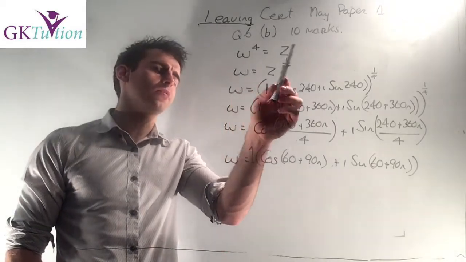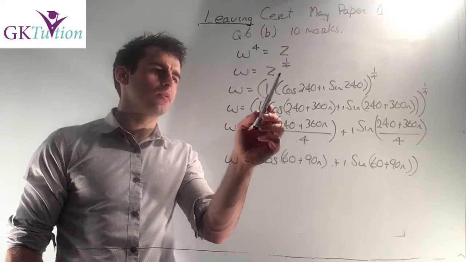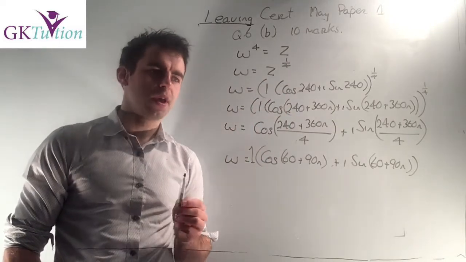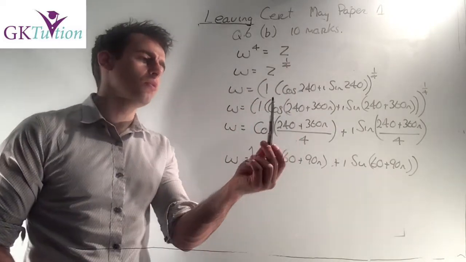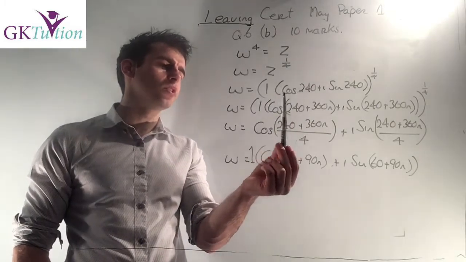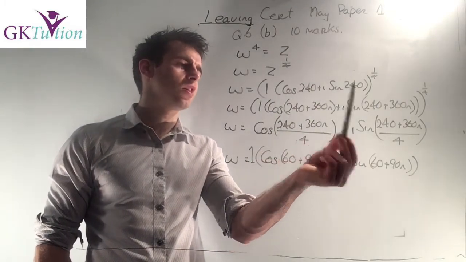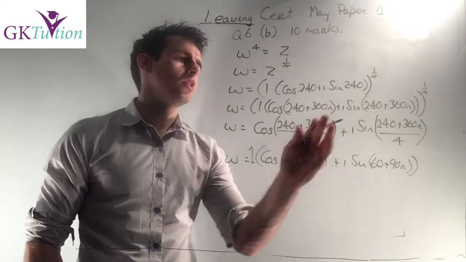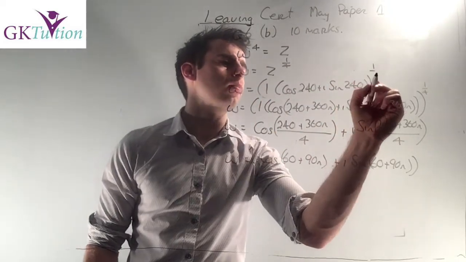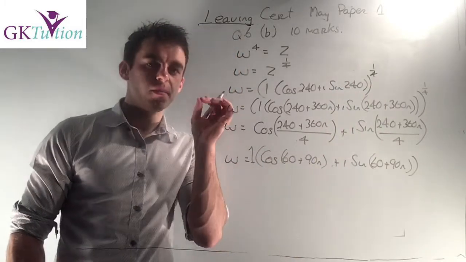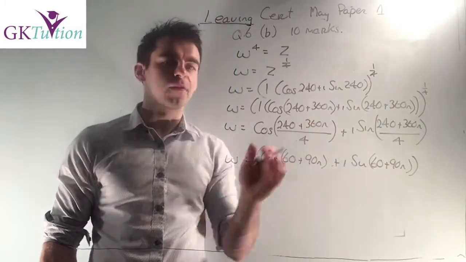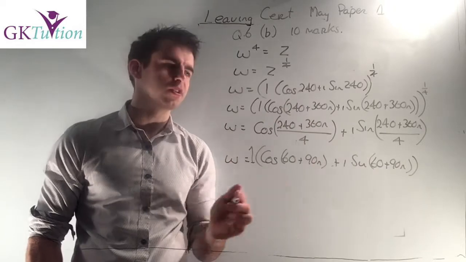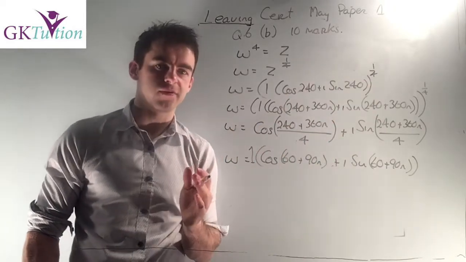If w to the power of 4 equals z, then obviously w is equal to z to the power of a quarter. And in the previous part of the question, we've worked out that z is the same as 1 times cos 240 plus i times the sine of 240. So I want to get that to the power of a quarter. Now you need to recognize that if you have a complex number in polar form to the power of a quarter, or to the power of a fraction, that means there's more than one answer. In fact, here it means there's 4 different answers.